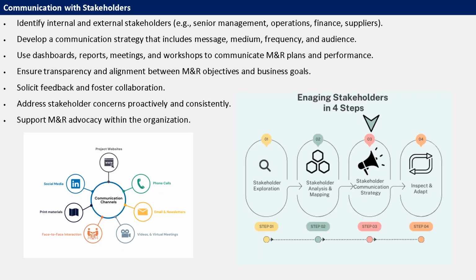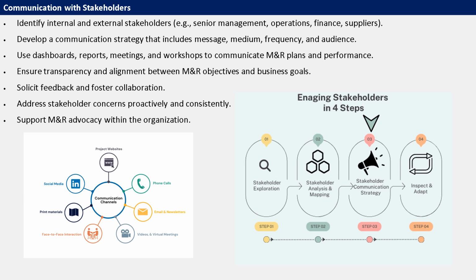Communication with stakeholders. Identify both internal and external stakeholders who are impacted by or have influence over maintenance and reliability (M&R) activities, such as senior management, operations teams, finance departments, and suppliers. Develop a comprehensive communication strategy that defines the message content, the medium of communication, e.g., emails, meetings, reports, the frequency of updates, and the specific audience for each communication.